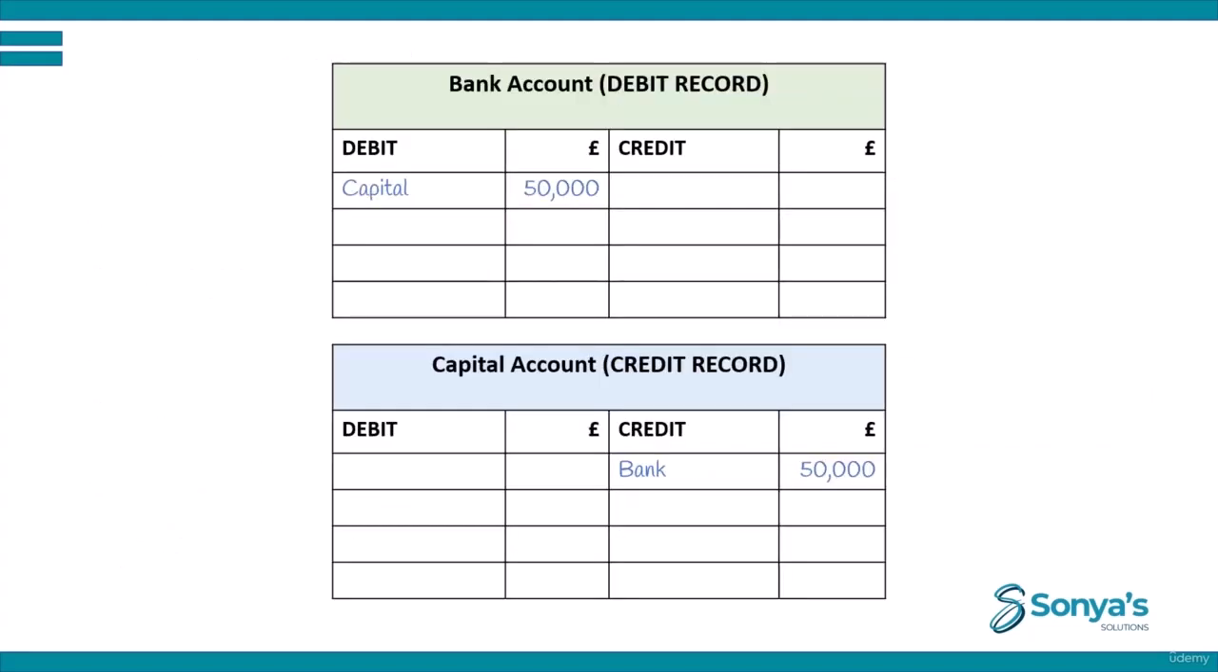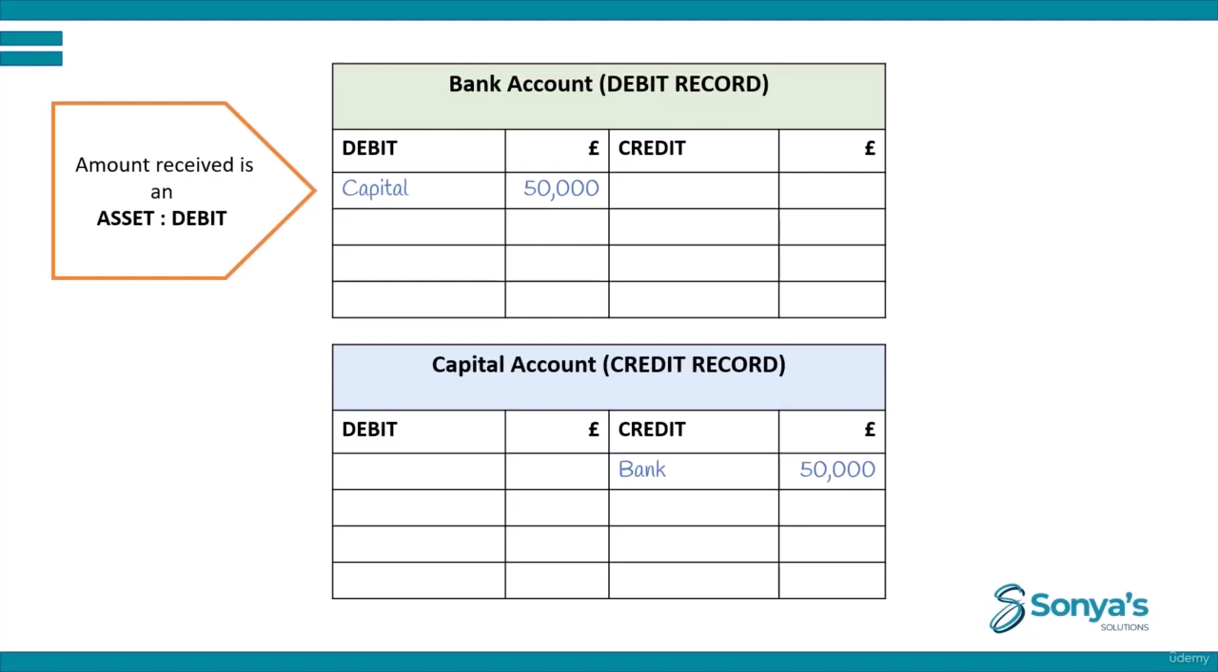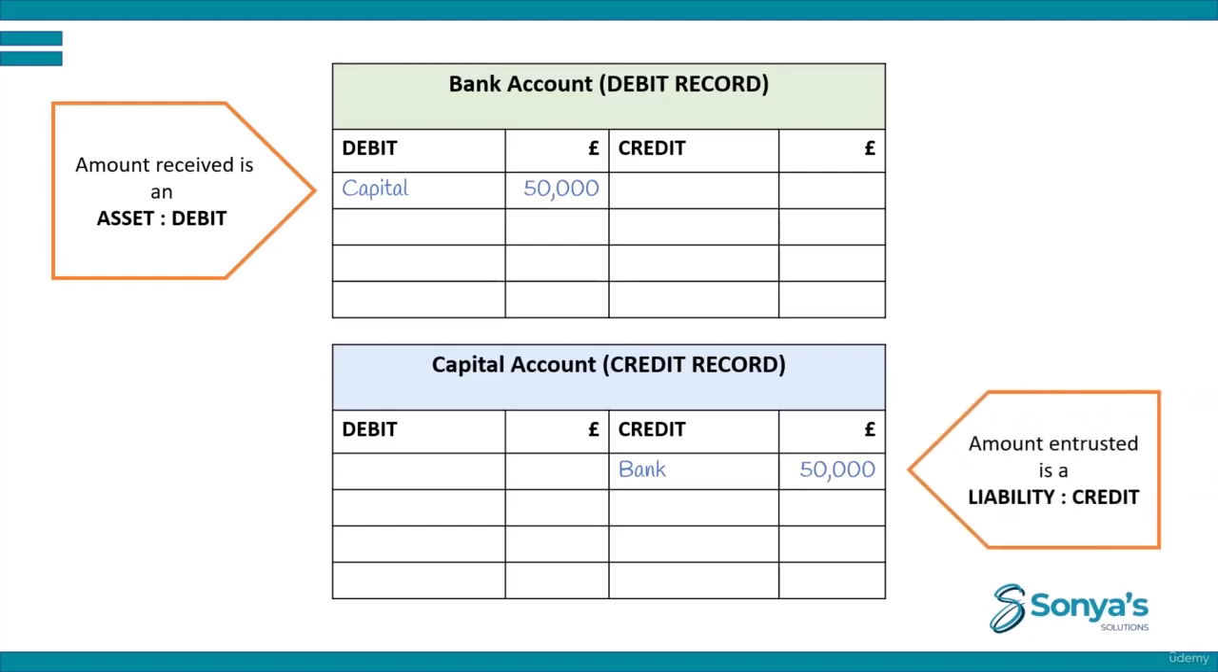We've just double entered a business transaction. The amount received is an asset to the business in the form of cash, so it's recorded as a debit in the bank account. The amount given is a liability, as it belongs to the investors, so it's recorded as a credit in the capital account. It's good practice to indicate the source and destination of the transaction. So in the bank account, we've written that the amount has come from the capital account, and in the capital account, that the amount has been recorded in the bank account.